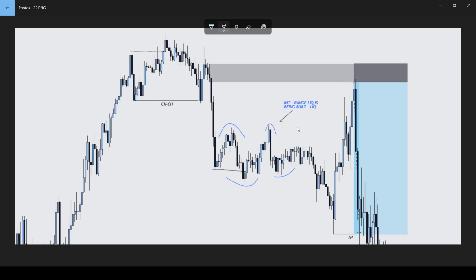Some people were probably looking for sales in this OB, right? Liquidity above it. But this whole range right here is just internal range liquidity being built. All of it is to trick you. It's like a consolidation zone. All of it is to trick you, to make you believe that these are the correct moves, when market would just come, purge you out, take you out, and clear it all.